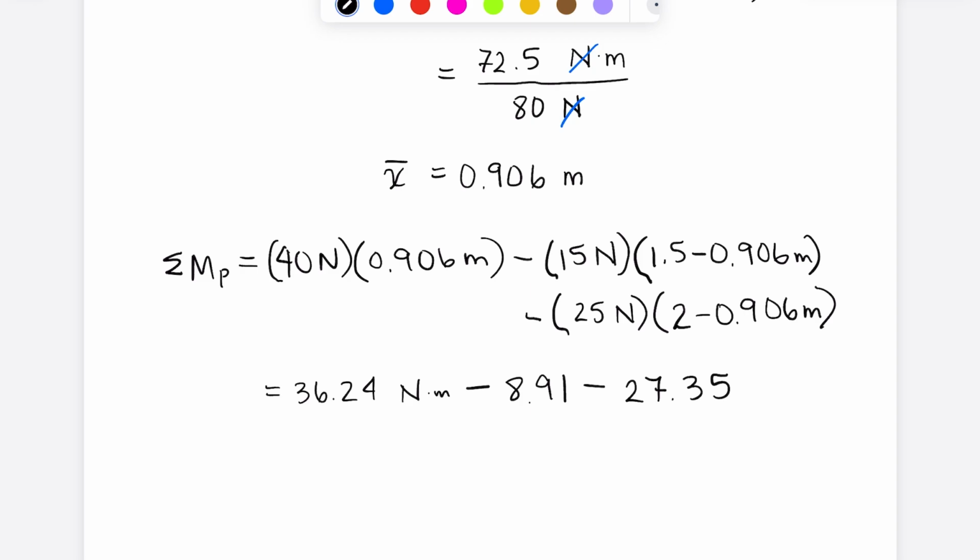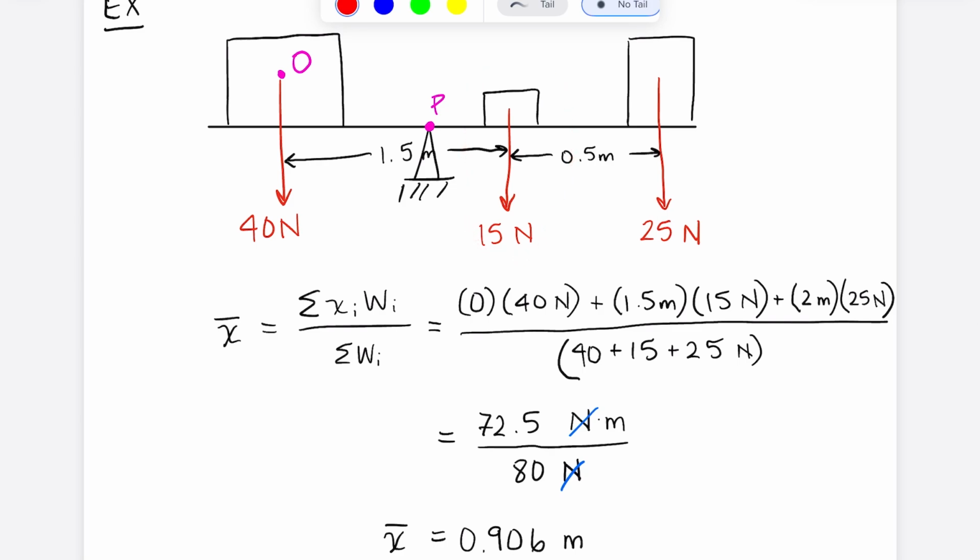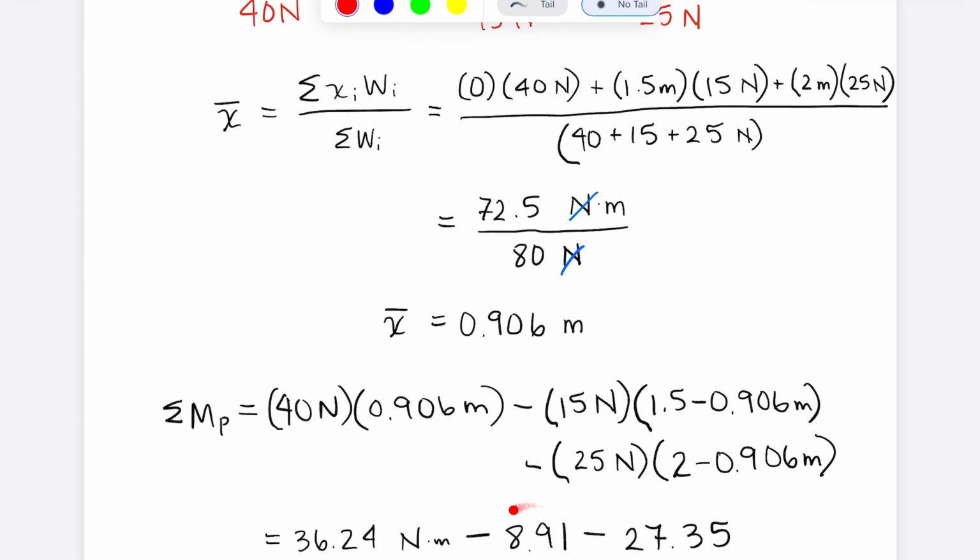And when we break it down like this, we can also start to see how much each weight is contributing. So for example, we said the first weight is causing a moment of 36.24 Newton meters all by itself. The second weight, the smaller one, is causing a relatively small moment of just 8.91 Newton meters. So it's really not doing a whole lot in comparison to the other two weights. And then the third weight over here, even though it is much less than 40 newtons, it's causing almost the same amount of moment because it is acting so far away from our pivot point. So anyway, that's a little bit of intuition and how you can validate your work as you're going through an exam.